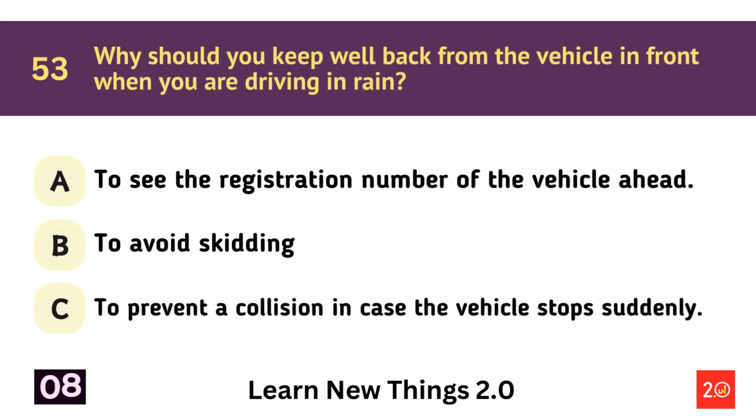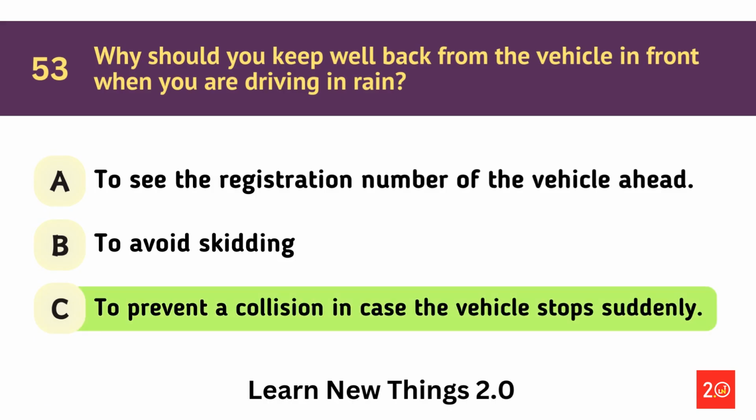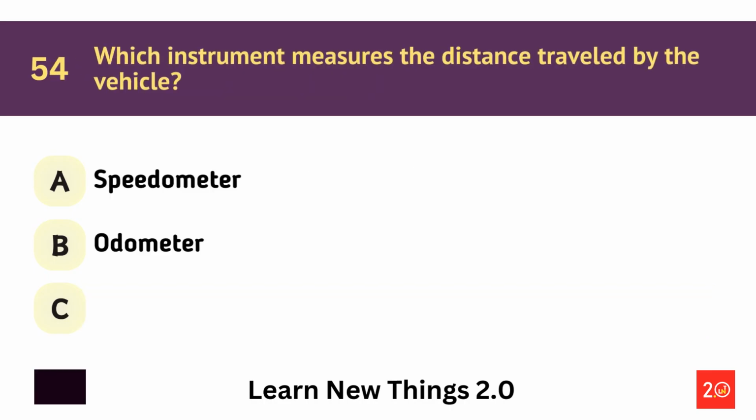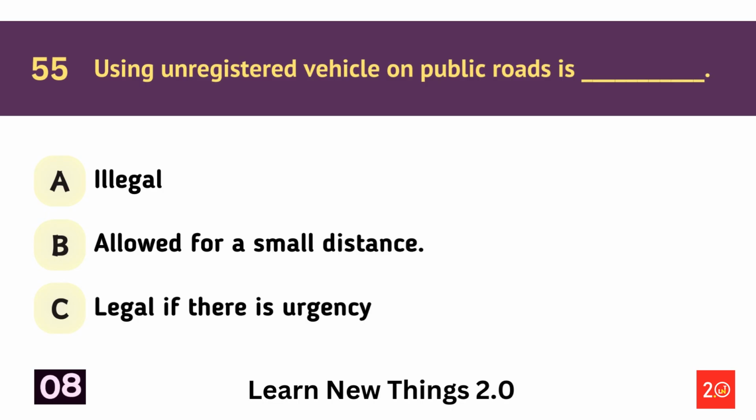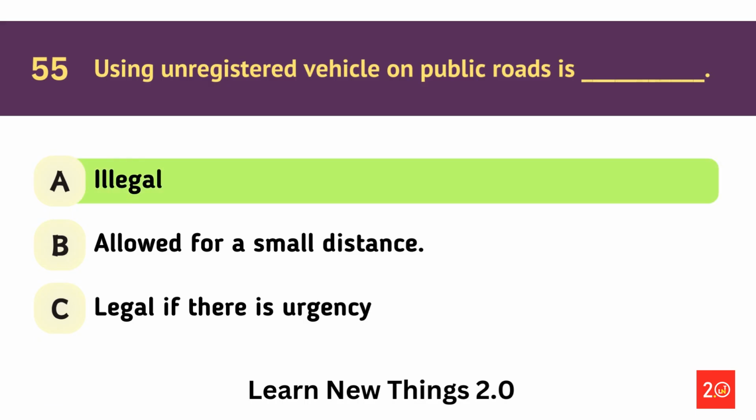Why should you keep well back from the vehicle in front when you are driving in rain? To prevent a collision in case the vehicle stops suddenly. Which instrument measures the distance travelled by the vehicle? Odometer. Using unregistered vehicle on public road is illegal.